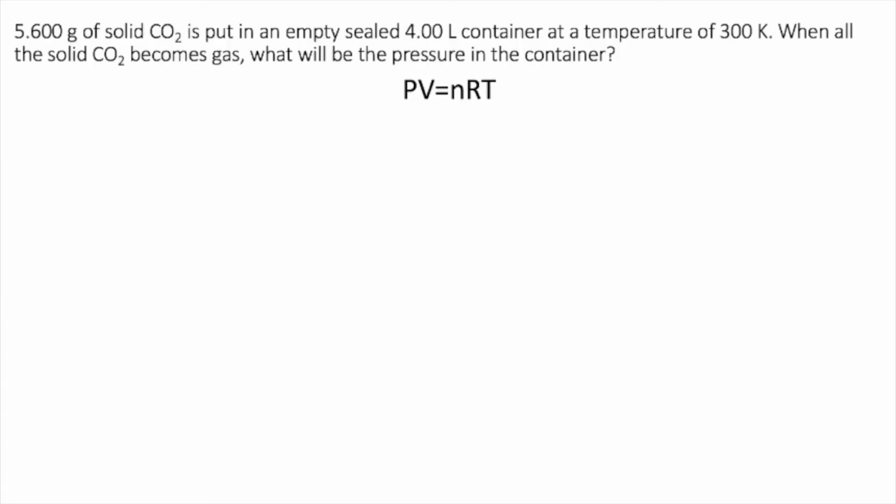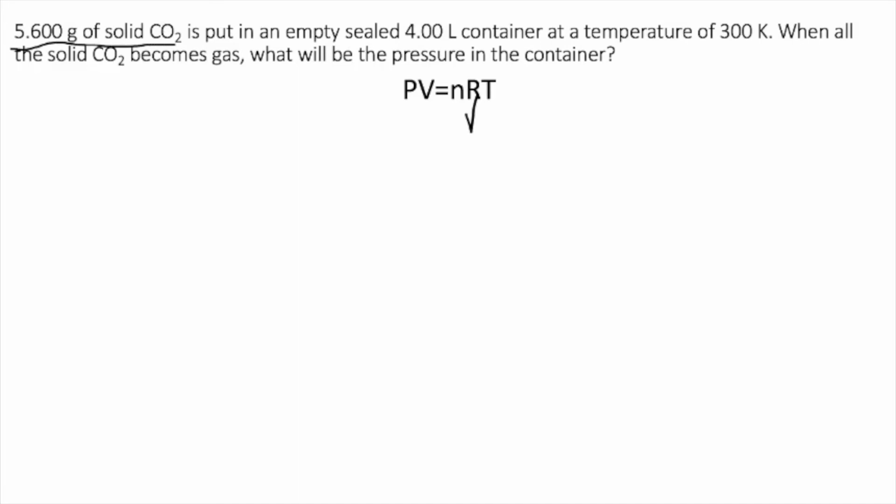Okay, well now let's look at a problem that's a little more time intensive. So we have 5.600 grams of solid carbon dioxide put in an empty sealed 4-liter container at a temperature of 300 Kelvin. When all the solid CO2 becomes gas, what will be the pressure in the container? So once again, we're going to look at what we know and what we don't know. Using the ideal gas law, we know we have R always.